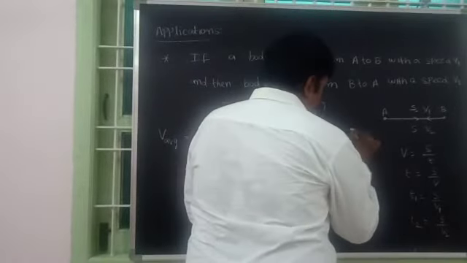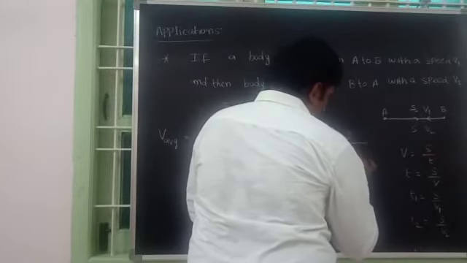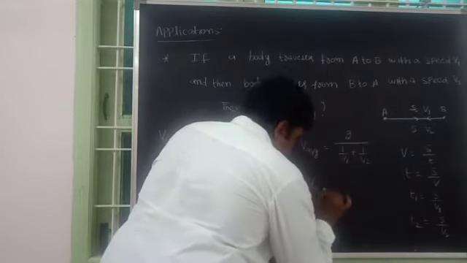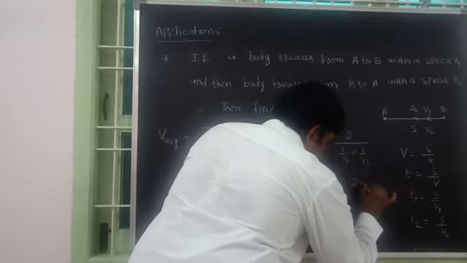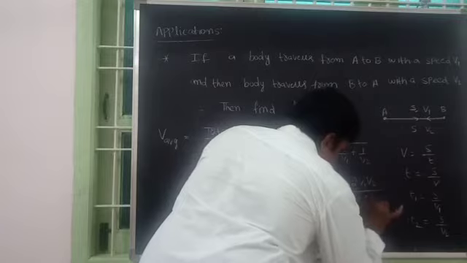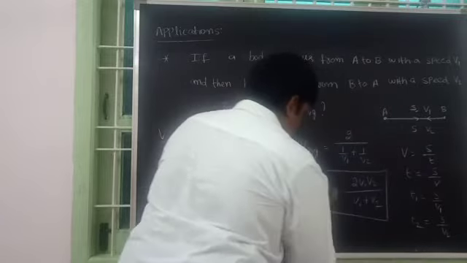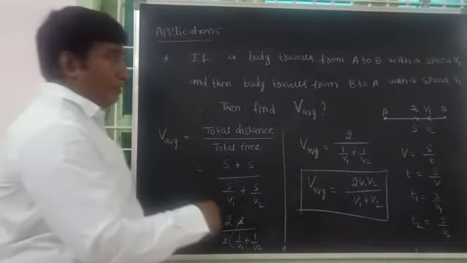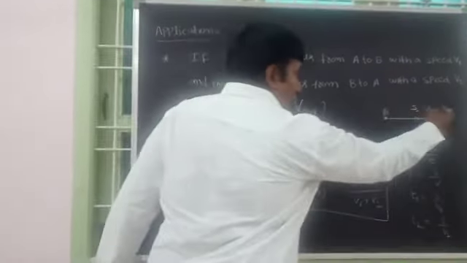I can get here the same formula: 2 by 1 by V1 plus 1 by V2. Finally, by taking the LCM, I can obtain V average is equal to 2V1 V2 by V1 plus V2. If you have observed clearly, here they have not mentioned how much distance it is from A to B, but B to A is also the same distance. In the previous case, we said first half of the distance and next half of the distance. So the final answer is V average equals 2V1 V2 by V1 plus V2. So please make a copy.